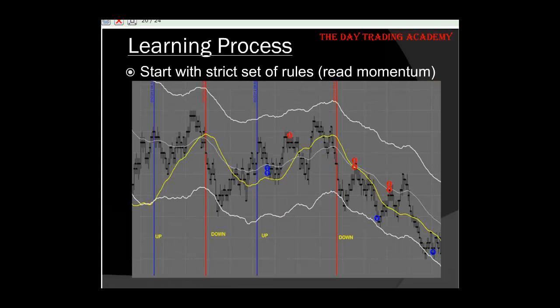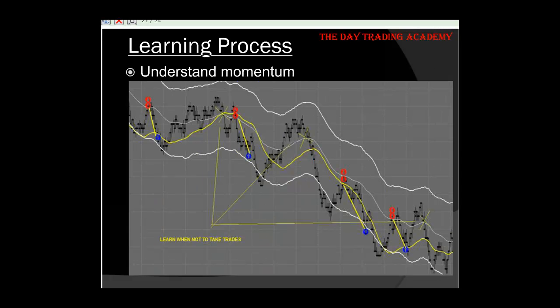So the idea, with those strict rules, is to learn how to go long and when to go short. Have a very strict set of rules that allow you to decide when to go long and when to go short, right? And then from there, you understand momentum. Then you understand when not to take a trade, right? Because in day trading, it's just as important not to lose money as it is to make money. It's a lot easier to lose money in day trading than it is to make money. So we have to understand when not to take trades, right? There are going to be situations where we don't take trades.